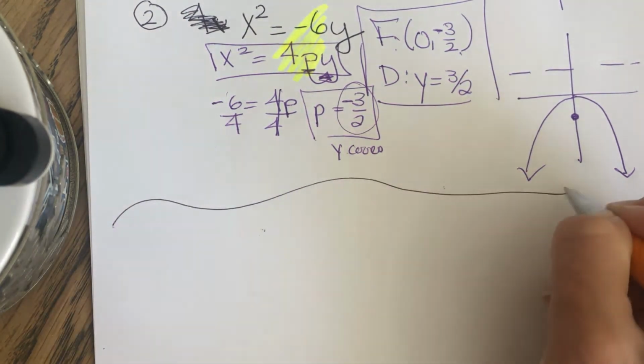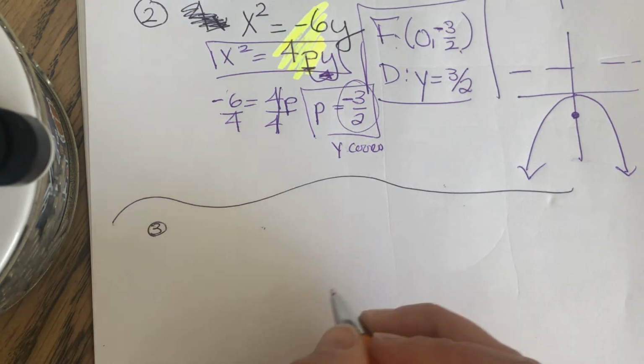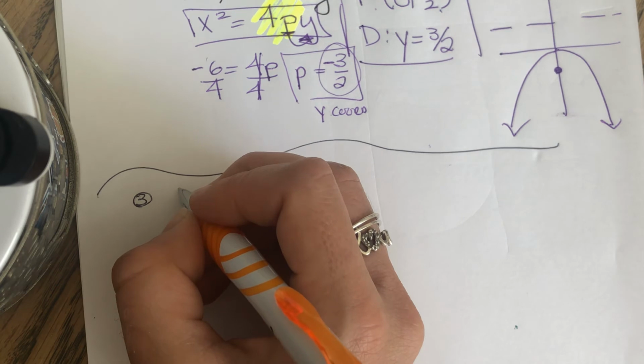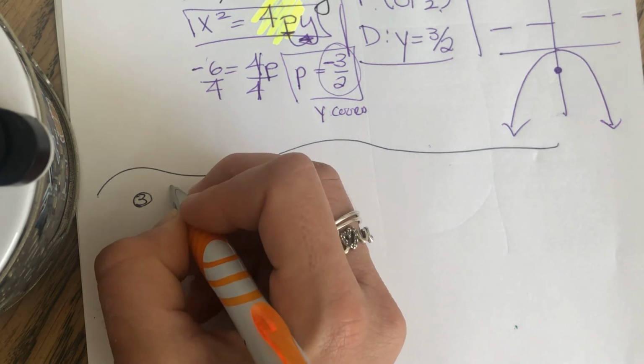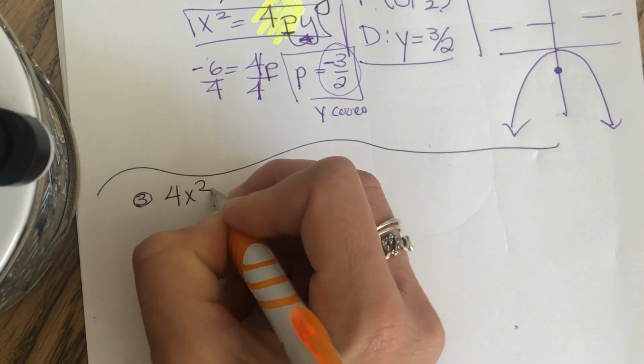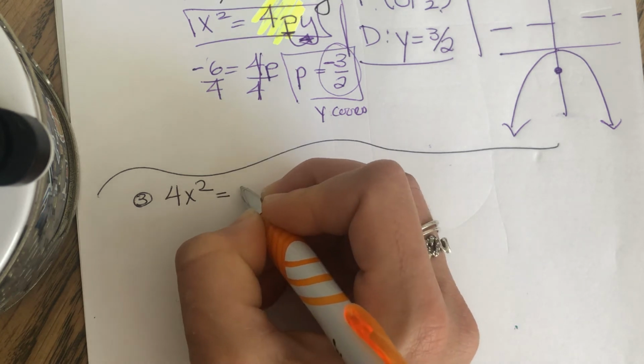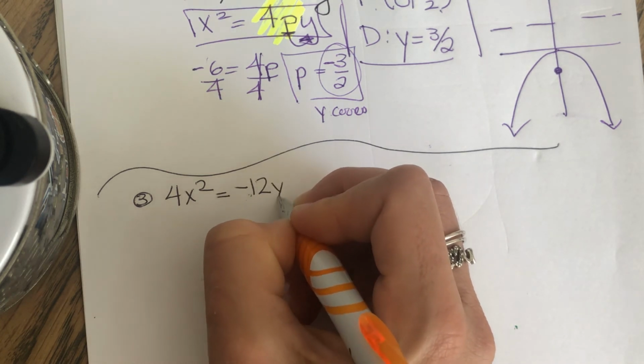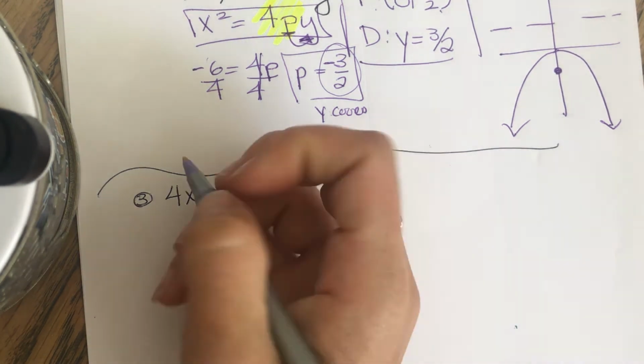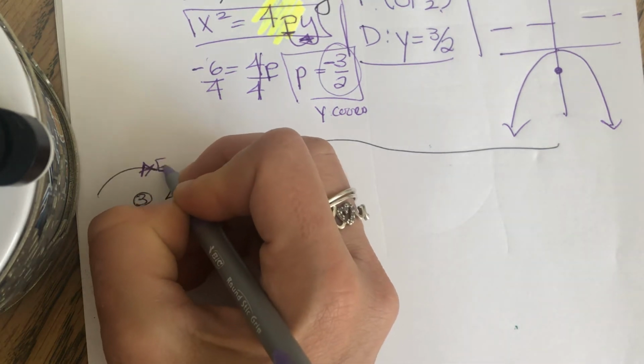Okay, number 4. We're going to do this one, and then I'll leave you alone. Okay, so watch for this one. 4x squared equals -12y. Okay, I'm going to put a star on this one, and I'm going to write you guys a note.